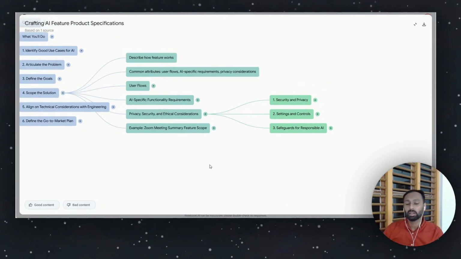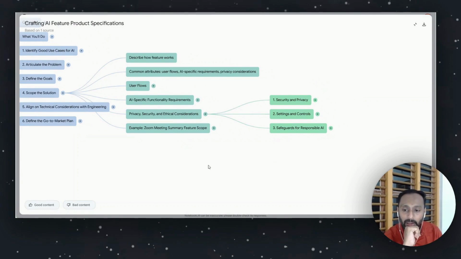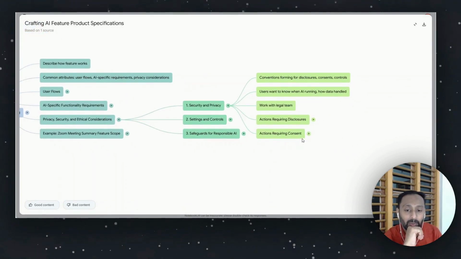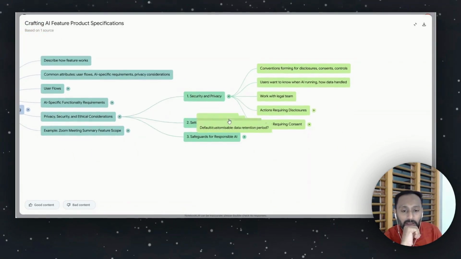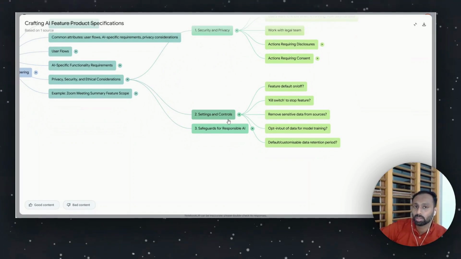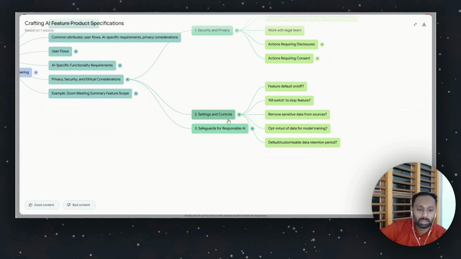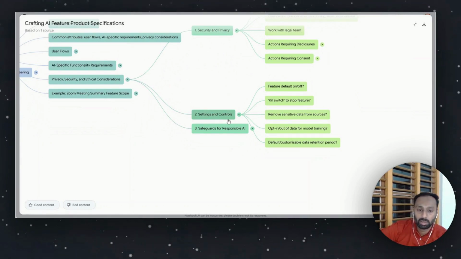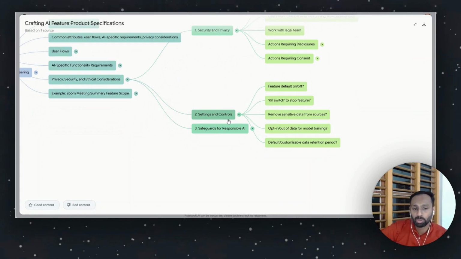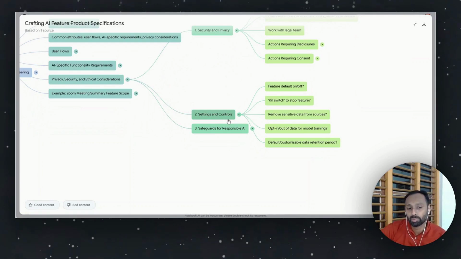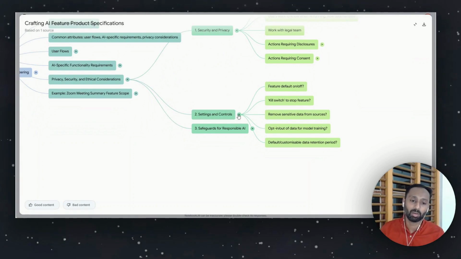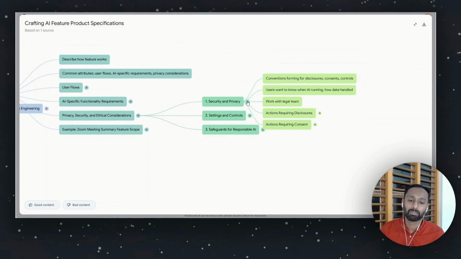Privacy, security, and ethical considerations is another important thing. What kind of privacy and security policies should you set, and how do you communicate them? What are the settings and controls, especially when it comes to sharing this kind of data with the LLM? People are very cautious. How do you put in the settings and controls? People default on or off, a kill stop feature, removing sensitive data from sources, opting in and out of data for model training, a customizable default data retention period. All these things will need to be taken care of.